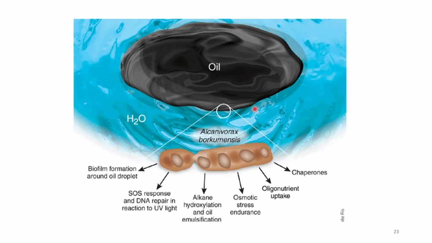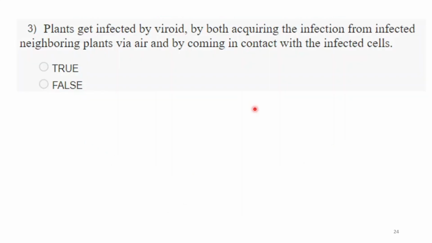So moving on to the next question. Plants get infected by viroid by both acquiring the infection from infected neighboring plants via air and by coming in contact with the infected cells. Is it true or false? Anyone? True. Okay, you think it's true. I think it's false. I'll explain why.